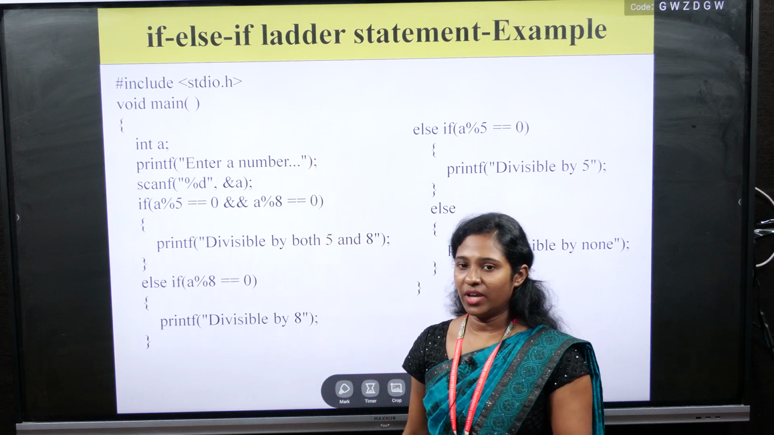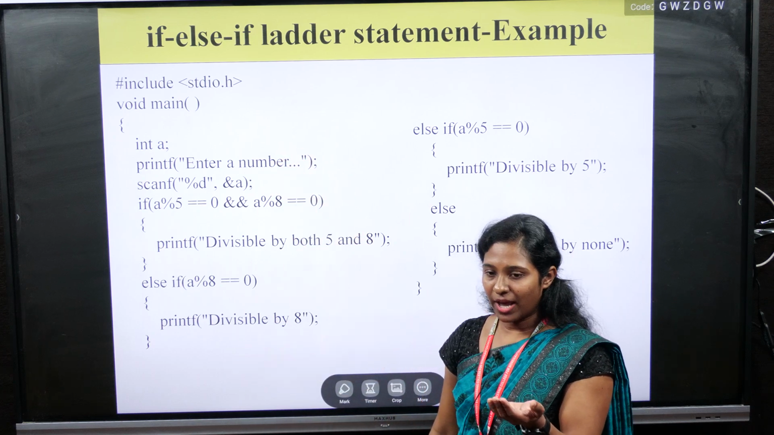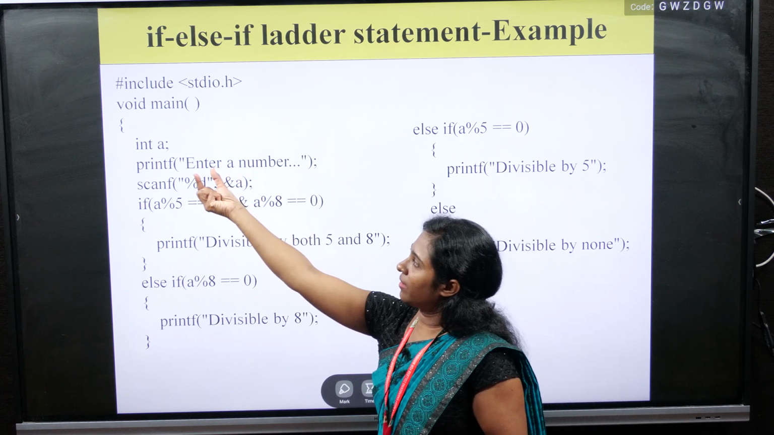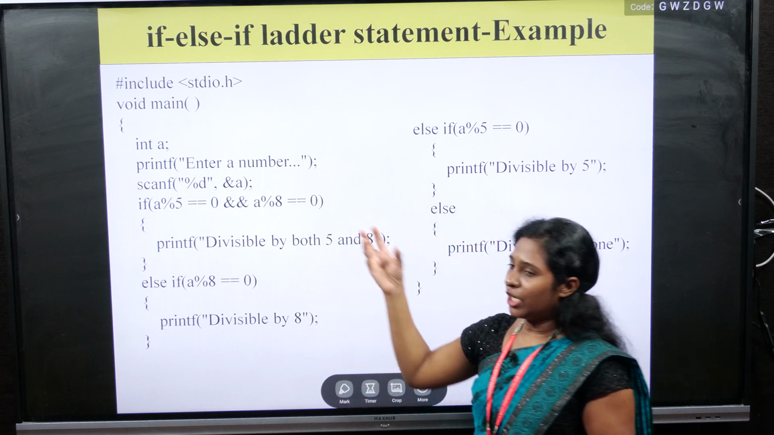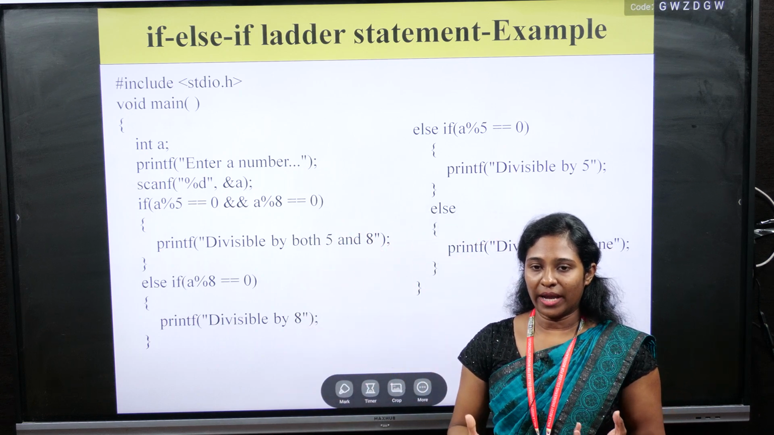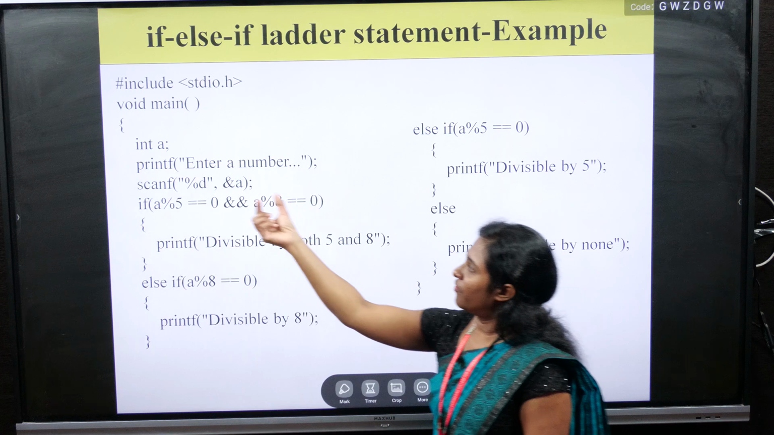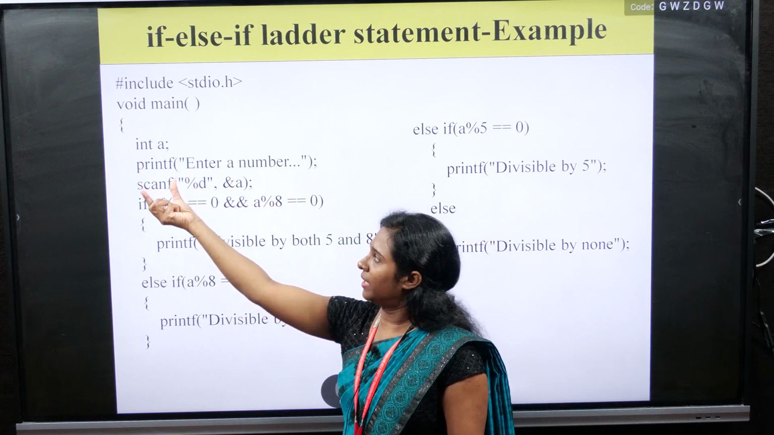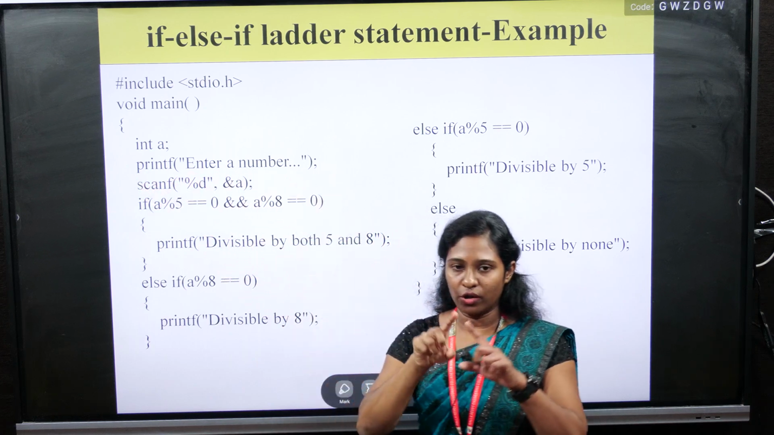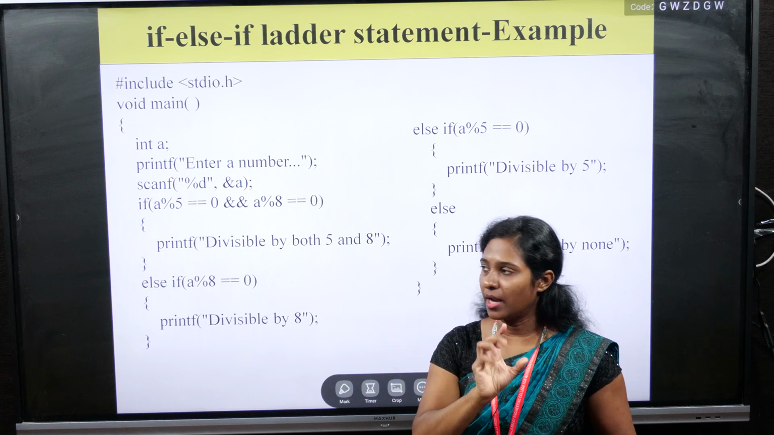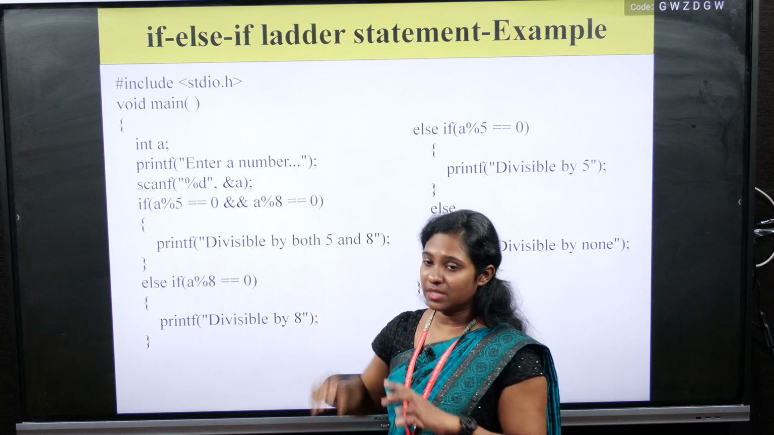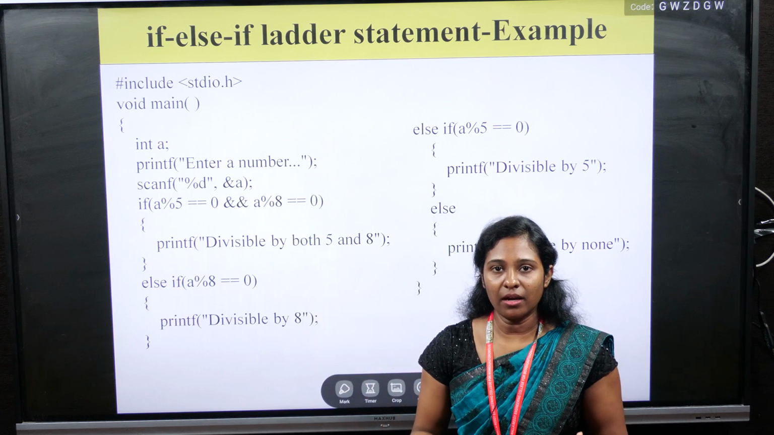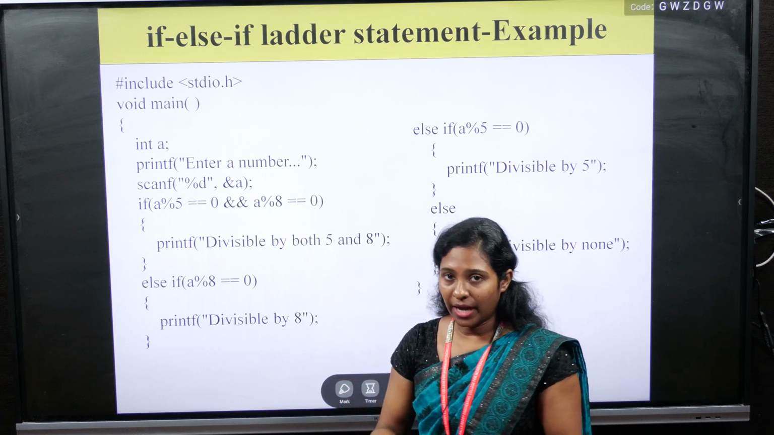In the main function we need to get one integer value from the user. So we are declaring an integer variable int a. And we need to ask the user to enter the value for a. So firstly we use the output function printf and display this message onto the output screen, enter a number. Now when the user sees this message, the user will enter a number. That value should be read from the keyboard.